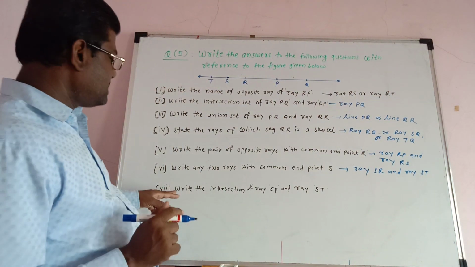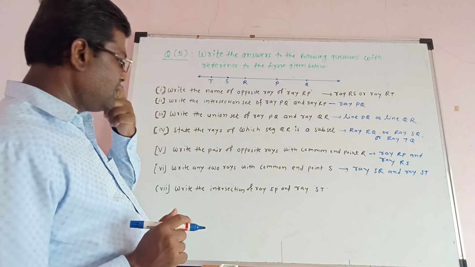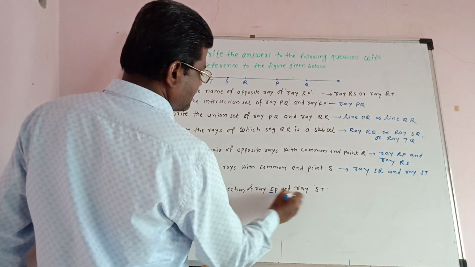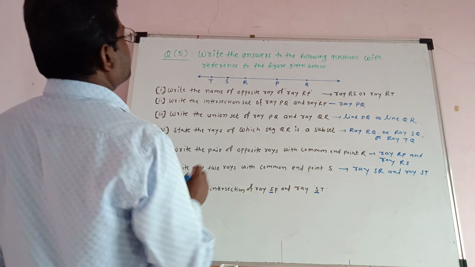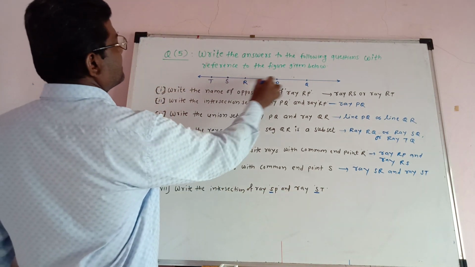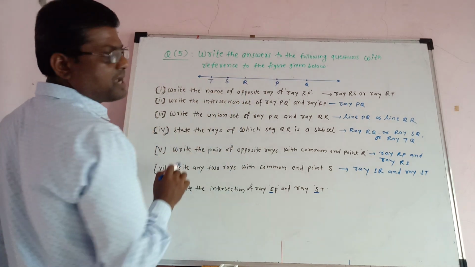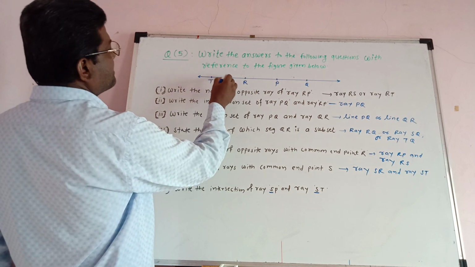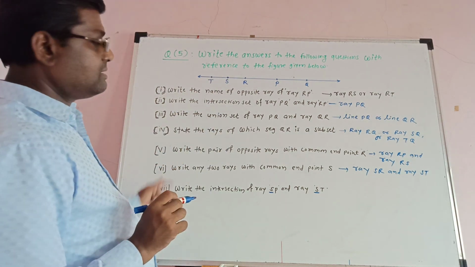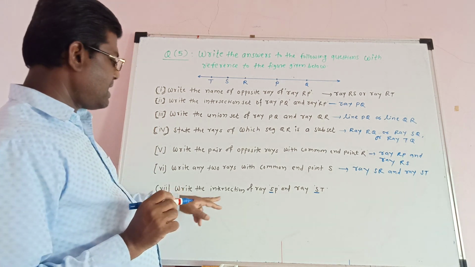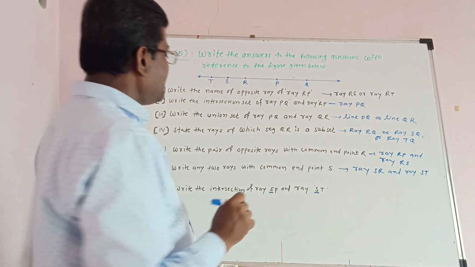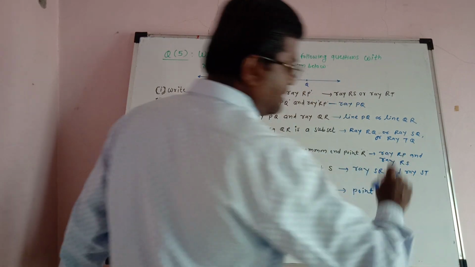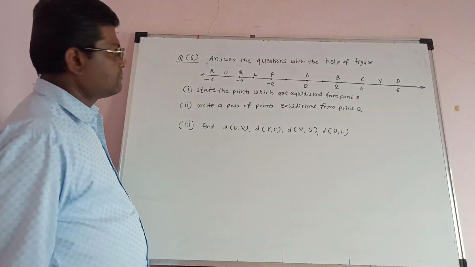And the next question is: write the intersection of ray SP and ray ST. See in the names, point S. Ray SP is in this direction and its endpoint is S, and ray ST is in this direction and its endpoint is S. So S is a common point, and the common point is called the intersection. So we write here the answer, point S.